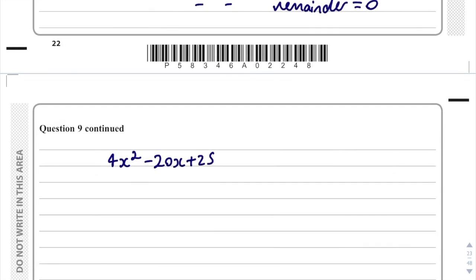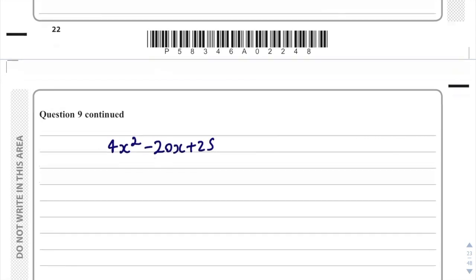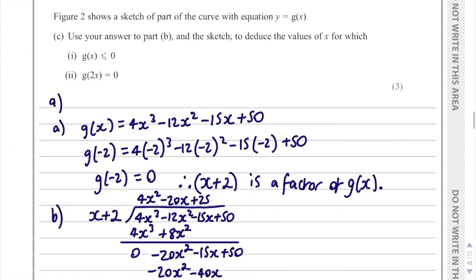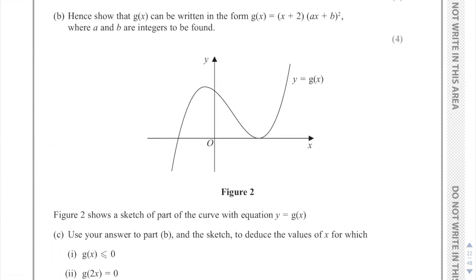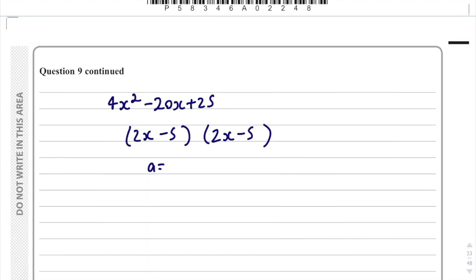So I now need to work out the factors of this quadratic equation. What I'm going to do is have two brackets which include 2x. Now I need to find two factors which multiply together to give me 25. Well, they are both going to have to be minus 5. So if I expand this and get the quadratic, 4x squared minus 20x plus 25, then I factorized it correctly. So we'll have 4x squared minus 10x minus 10x plus 25, which simplifies to that quadratic. So what that means is my quadratic factor has integer values of a as 2 and b as minus 5. So I can say a is 2 and b is minus 5.